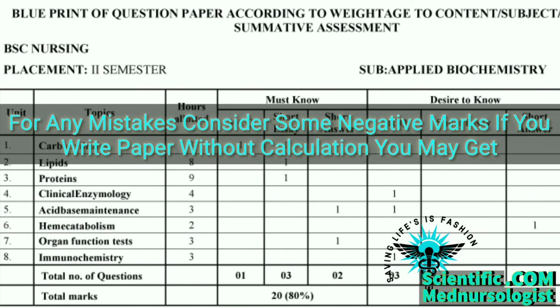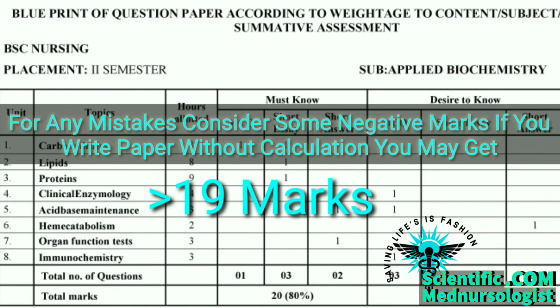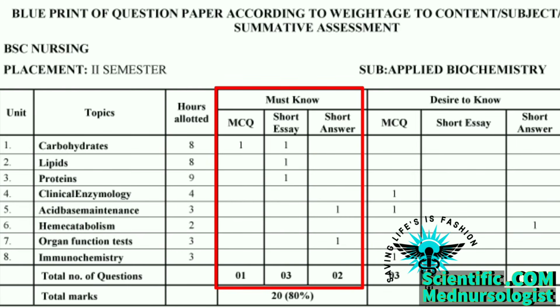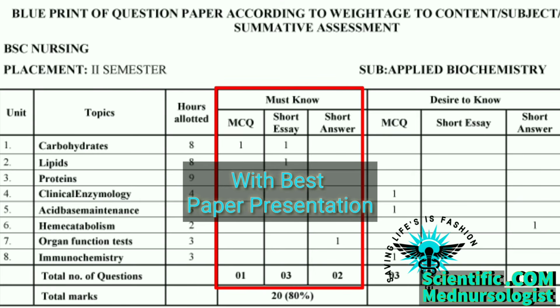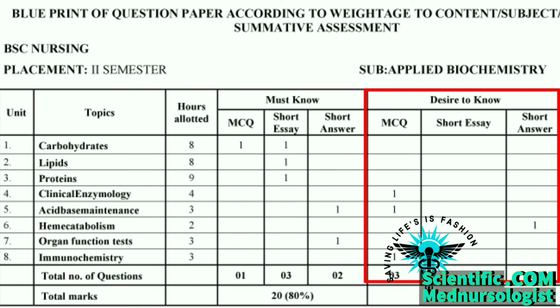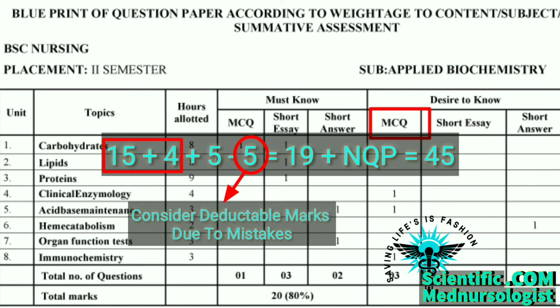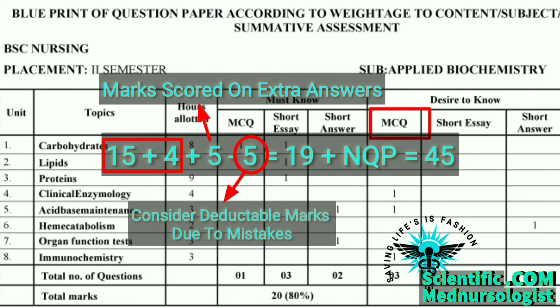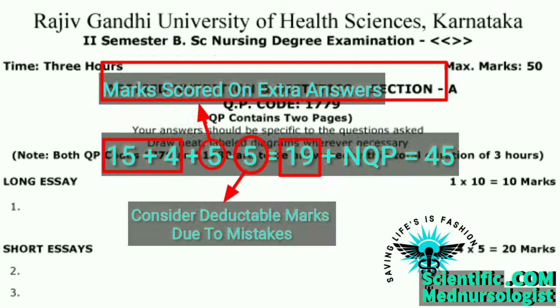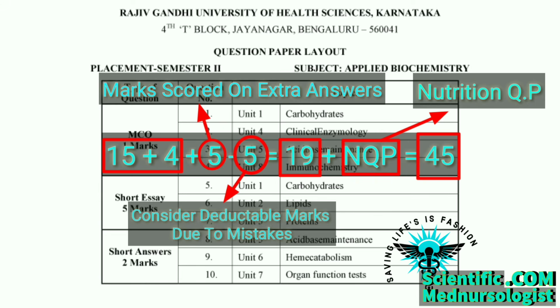If there are some mistakes in answers, you may get less than 19 marks. So you should always read and write some extra answers. Either you should write answers in a perfect way, or else you should solve and write some extra questions in 2 marks and MCQs, so that you can minimize the lost marks due to some mistakes in your answers in the short essay part. By writing extra answers, your marks will be stable and stick to near 19 marks. And with the nutrition paper, you can get 45 plus marks in your degree examination.